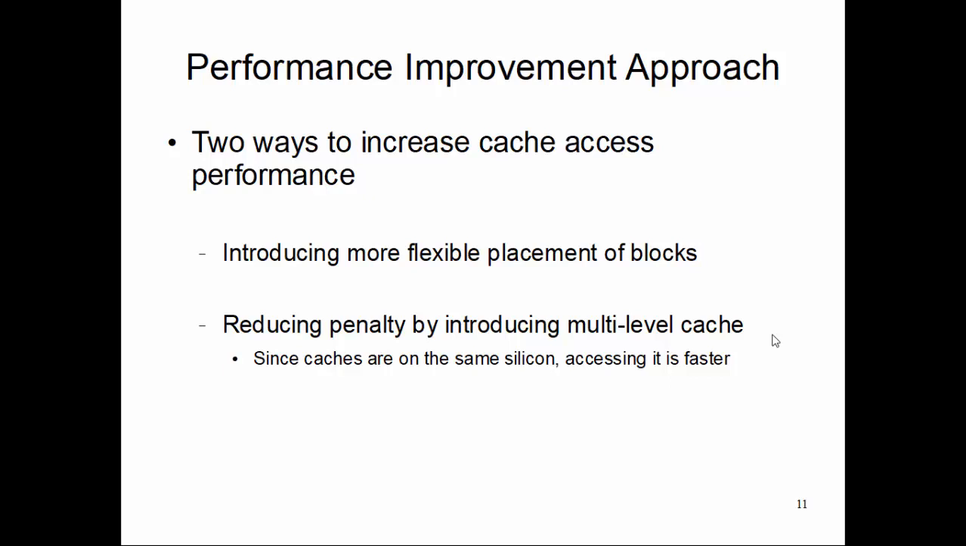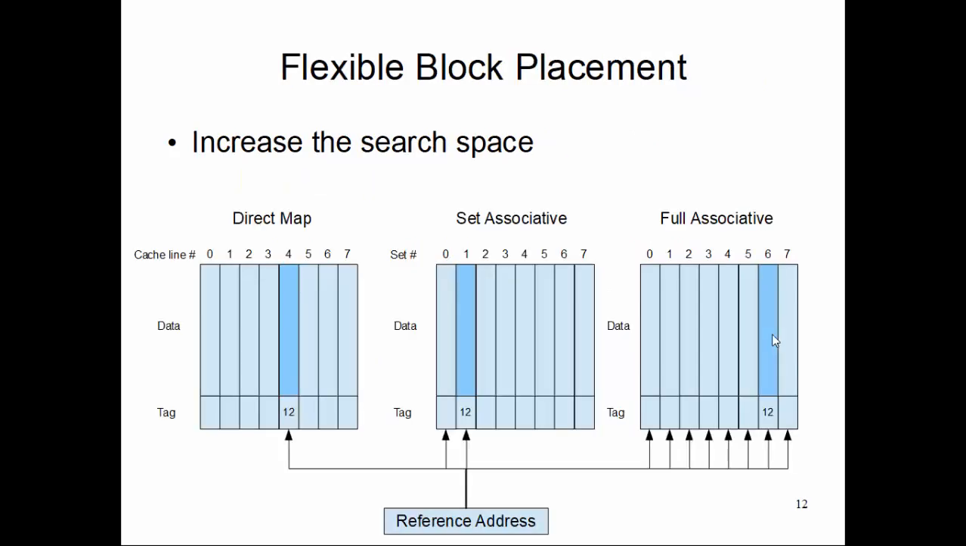The second approach, as I was explaining previously also, is to reduce the penalty. So you introduce multi-level cache. That means you are making more resources on the hardware side, like you introduce L1 cache, then L2 cache, then L3 cache, faster and larger memories in the hierarchy. And also, of course, your RAM technology, make a faster RAM there, and that will boost up the performance. So we want to make big cache and multi-level cache to reduce the penalty. Now let's look more at the first approach, flexible block placement.